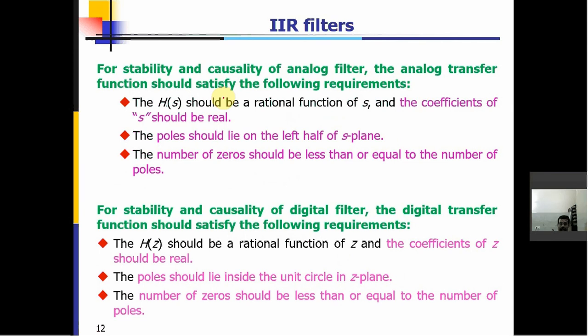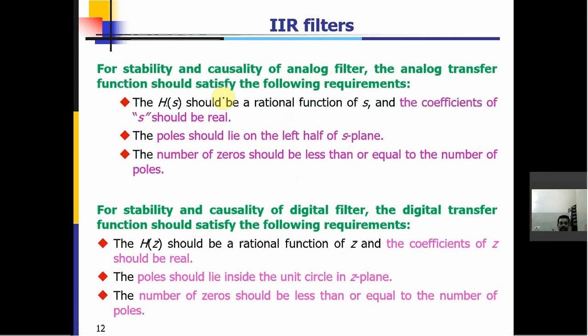The third point is that the number of zeros should be less than or equal to the number of poles. So for stability and causality of an analog filter, the transfer function should satisfy the following three requirements. The first requirement is that H of S should be a rational function of S, and the coefficients of S should be real. The second is that poles should lie on the left half of the S-plane, and the number of zeros should be less than or equal to the number of poles.